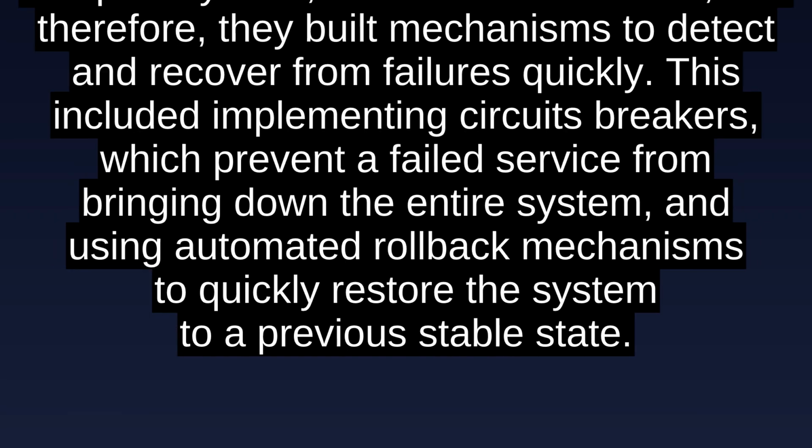What's interesting about Amazon's approach is the emphasis on designing for failure. The team recognized that in a complex system, failures are inevitable, and therefore, they built mechanisms to detect and recover from failures quickly. This included implementing circuit breakers, which prevent a failed service from bringing down the entire system, and using automated rollback mechanisms to quickly restore the system to a previous stable state.